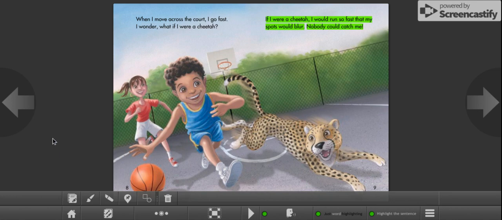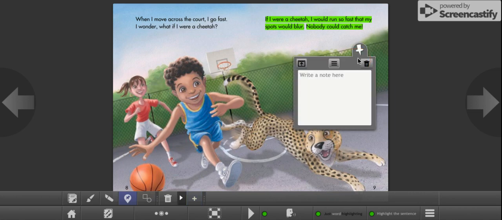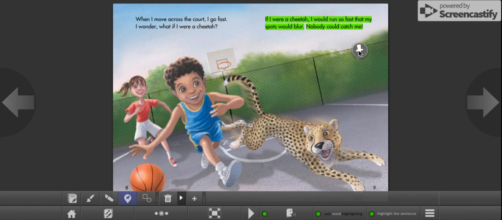And the way that I put that in the book is I click on this little sticky note, and then I click on here, and it opens up, and then I type it. He has a great imagination. And then I save it by doing this, and it'll show up again.